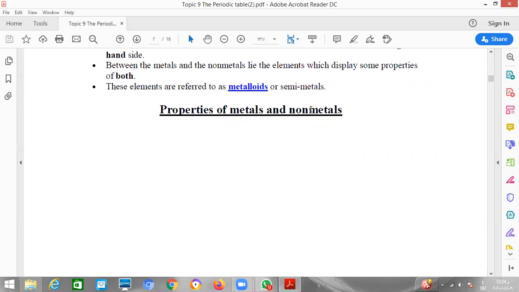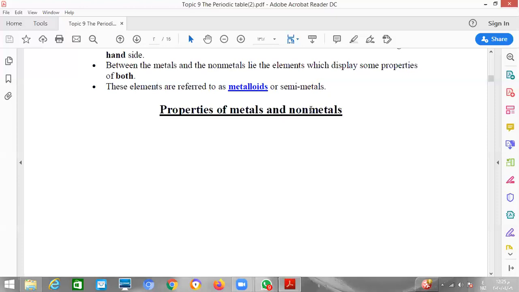Malleable and ductile. You remember? What does it mean? Malleable and ductile. This is very, very important, especially in paper number 4, because there are many questions about malleable and ductile. Malleable, what does it mean? Can be hammered into different shapes without cracking. Ductile can be drawn into wires.